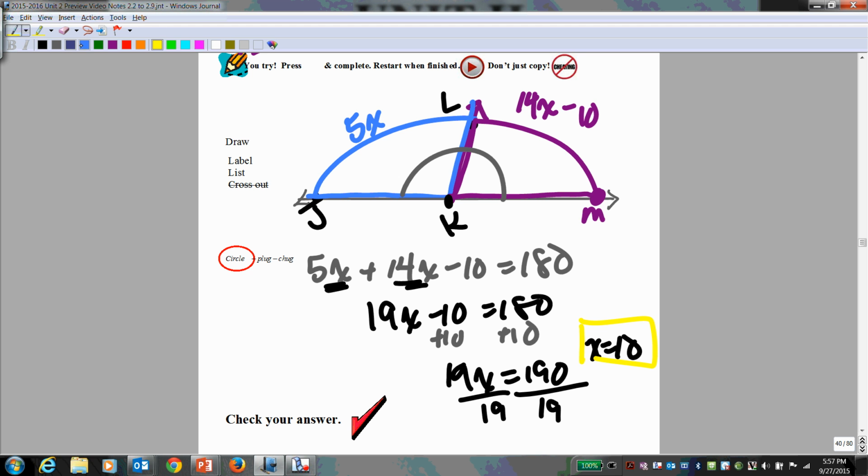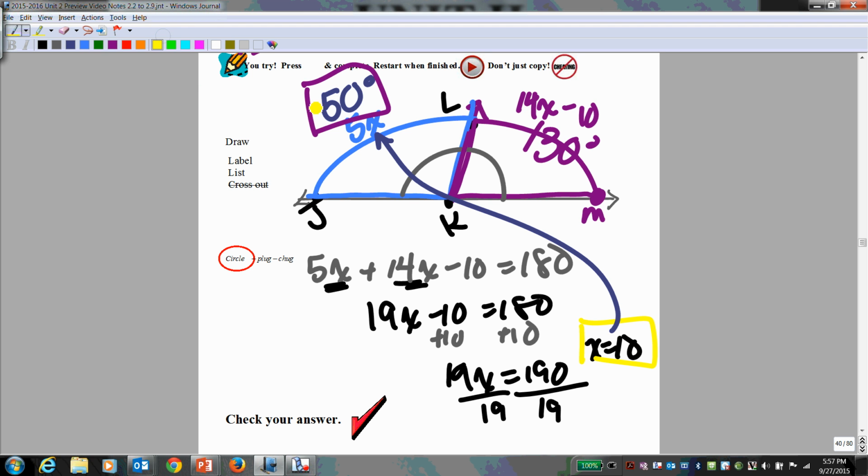No, of course not. Hopefully you're starting to get that by now. So 5 times 10, that's going to be 50. And then 14 times 10 is 140. Minus 10, that makes it 130. Here's your check. 50 and 130 add up to 180, and the answer is yes.